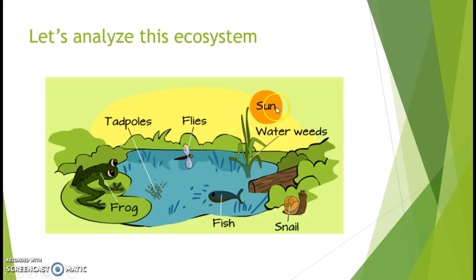We know that the sun produces energy and it allows plants to grow, and those plants in turn produce oxygen. All of these organisms need oxygen to survive. Also, the water absorbs oxygen, which allows the fish and the tadpole to survive. So we can see through this one image just how much all these living and non-living factors are affecting this ecosystem.